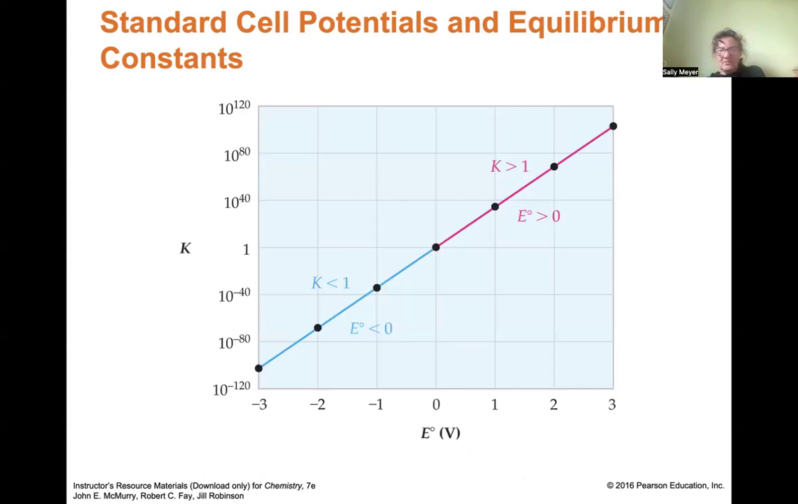This is just reminding us what we know about Ks: if K is larger than 1, the reaction will go forward more than backwards. If it's less than 1, the opposite.